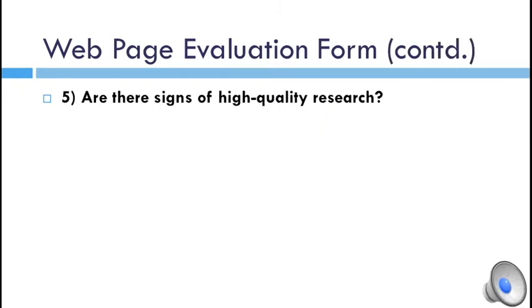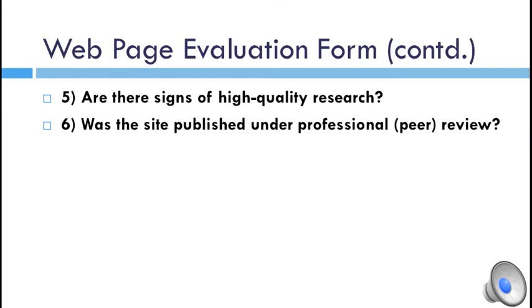I will also ask you if there are signs in this page of high quality research. By this, I usually mean, are there other sources cited? Are they quality sources? Are they academic sources or legitimate sources? Do they give source citations or links to where you can find this other research? Or does it just seem to reference things that it never gets around to actually telling you about? Was the site published under a professional or a peer review? This means, does the site say, or is there any evidence that it was reviewed by somebody else before it was put up? And it will usually say so right there on the first page if this was reviewed before it was put up.